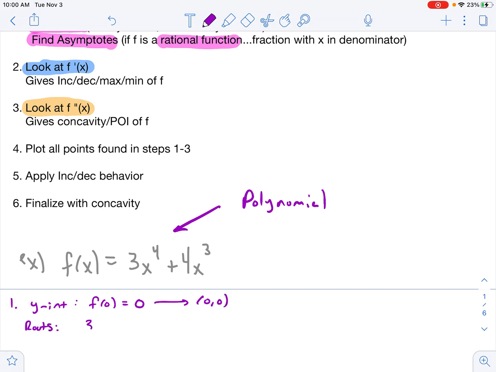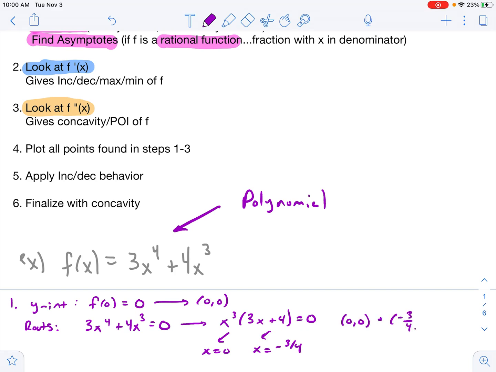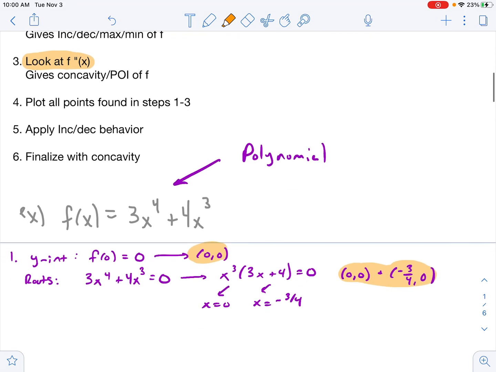I'm then going to look for roots. I do that by setting the equation equal to 0. Here we can factor. Excuse me, that should be 3x plus 4. And here we get x is 0, x is negative 3/4. So the x-intercepts, or the roots as we call them, are (0, 0) and (-3/4, 0). Okay, so we got a couple of points. I'm just going to highlight these. And again, with a polynomial, we're not going to worry about asymptotes.